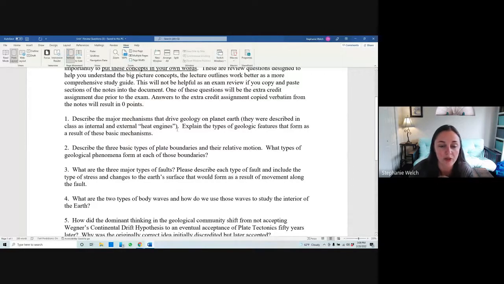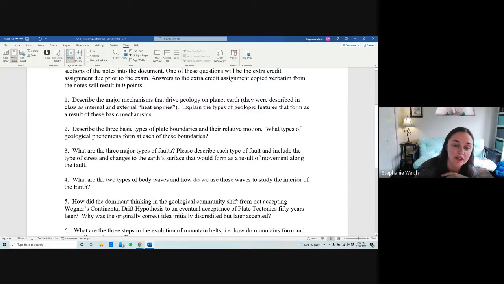So 1, describe the major mechanisms. That's internal and external heat. Internal heat driving tectonic activity, volcanoes, mountains, earthquakes, all that kind of stuff. External heat being heat from the sun, driving weather, driving the erosion of the surface. 2, describe the 3 basic types of plate boundaries: divergent, transform, and convergent, and all of the different features that form as a result of those plate boundaries. So again, things like mountains, volcanoes, earthquakes, so on.